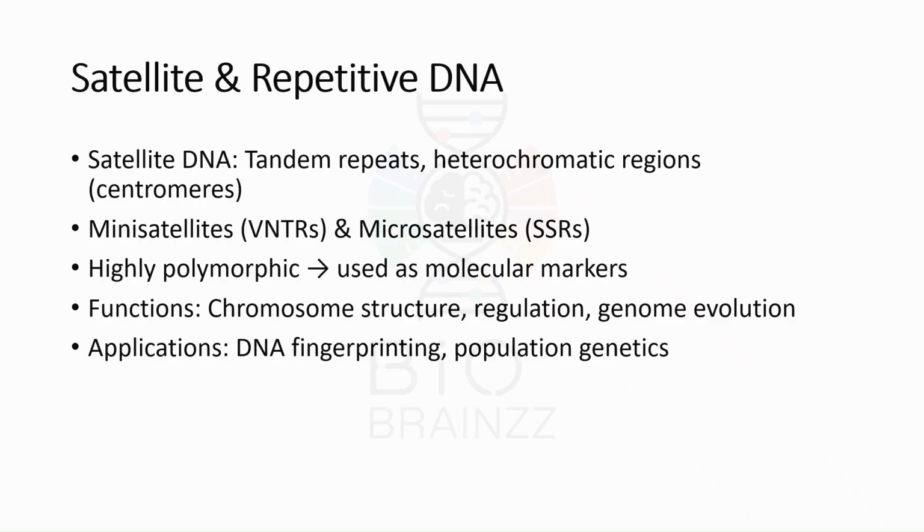Functionally, repetitive DNA plays a role in chromosome structure, genome organization, and evolutionary processes. Although once considered junk DNA, these sequences are known to influence gene regulation and chromosomal stability. Their application in DNA fingerprinting and population genetics makes them an essential tool for plant breeding, biodiversity studies, and forensic analysis.